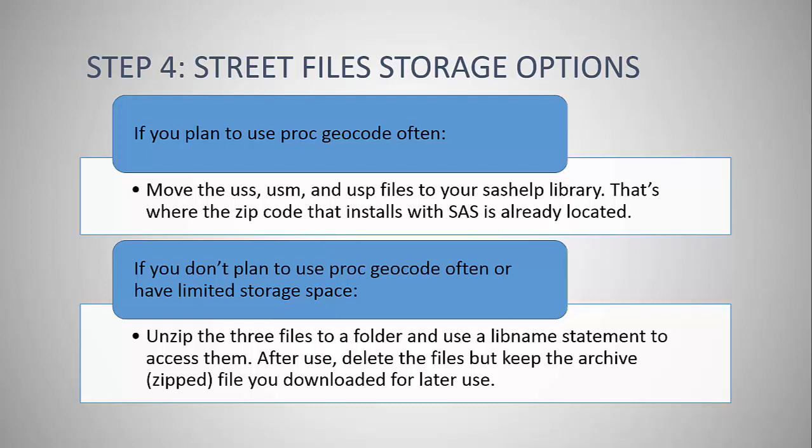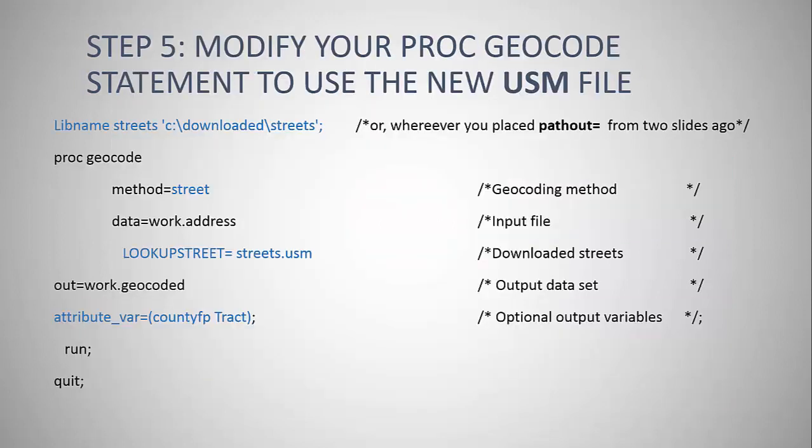If you don't have a lot of storage space, or you're only planning on using these on an infrequent basis, what you may want to do is unzip the 3 files, put them into a folder, use a libname statement in order to access them, and then after you finish using them, delete the extracted file but keep the zip file that you've downloaded for future use. Once you've extracted your file and you've run your import program, then what you need to do is run the Proc Geocode with the following modifications.